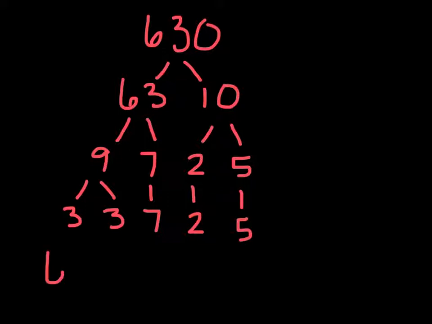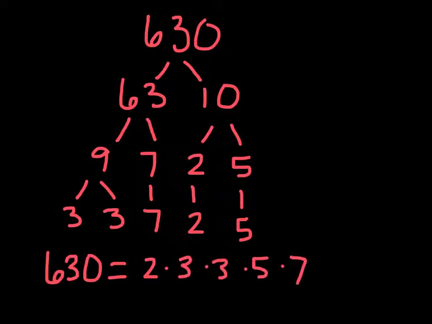Now we write our prime factorization like this: 630 equals 2 times 3 times 3 times 5 times 7. Please note that you always write the factors in order from least to greatest value.